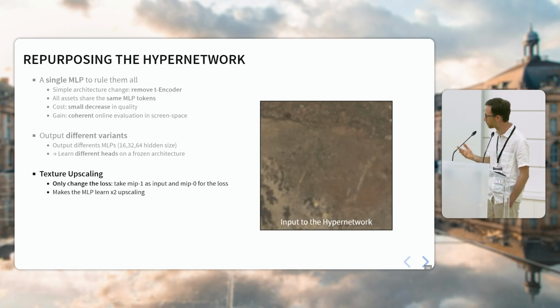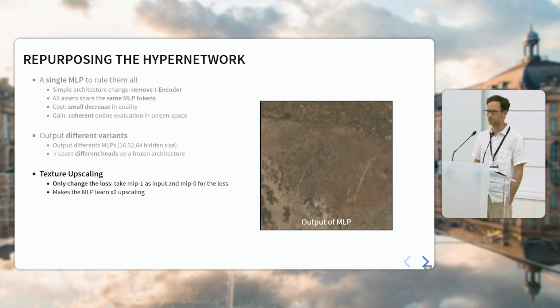So when you look at this, this is a crop from the inputs that is provided to the hypernetwork, and what the MLP is actually evaluating in the end is this. And notice that the MLP has never been trained on a higher resolution thing. It's completely hallucinating.